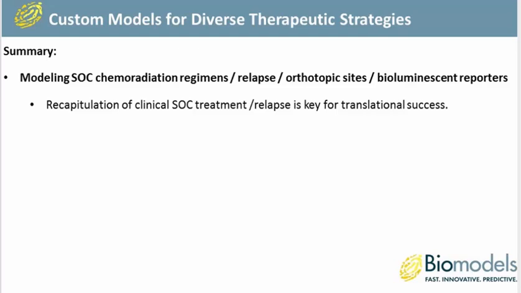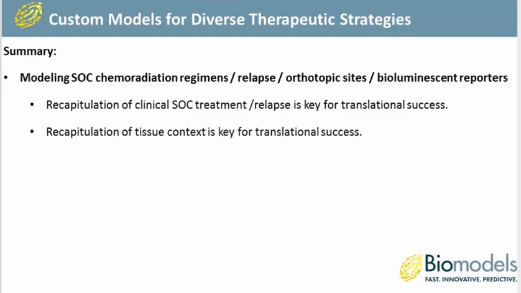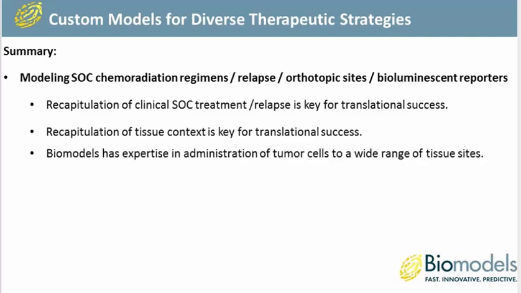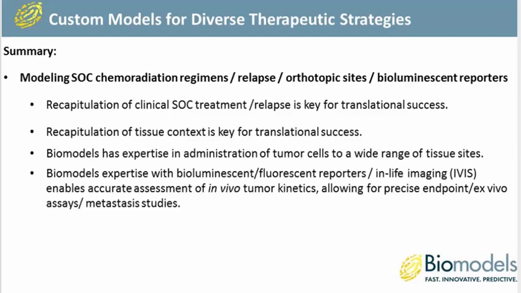So to summarize this portion, modeling standard of care chemotherapy regimens, recapitulation of clinical standard of care treatment, and relapse are going to be key for translational success. Recapitulation of tissue context is also going to be key. We have expertise in administration of tumor cells to a wide range of tumor sites. We have expertise with a large number of bioluminescent or fluorescent reporters.